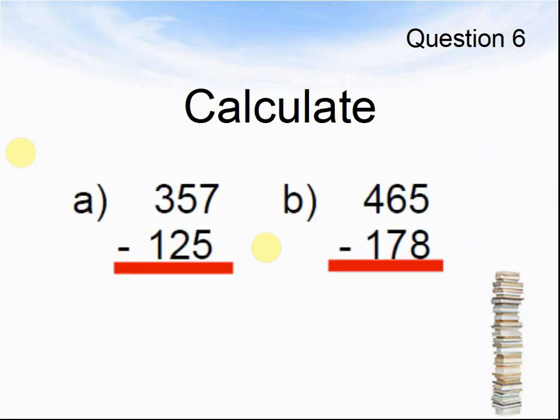Question 6. Calculate A. 357 take away 125. B. 465 take away 178. Pause the video until you are ready for question 7. Here comes question 7.